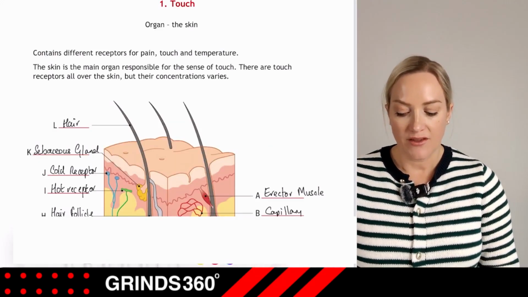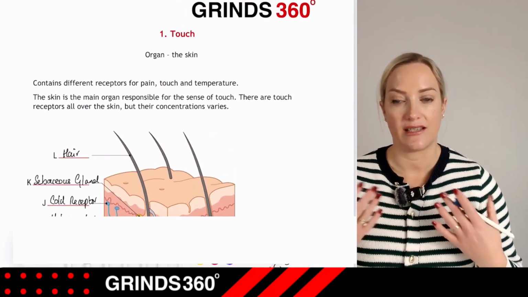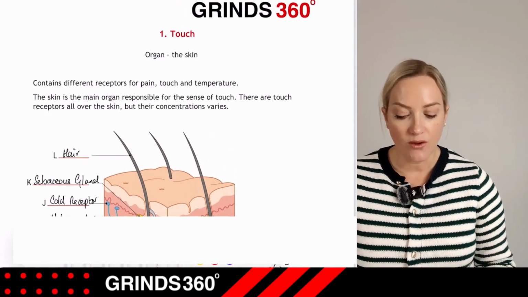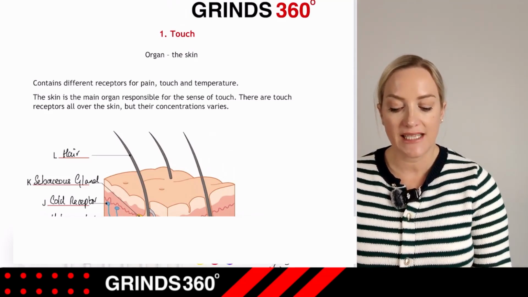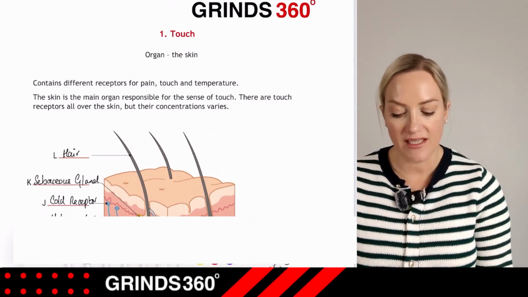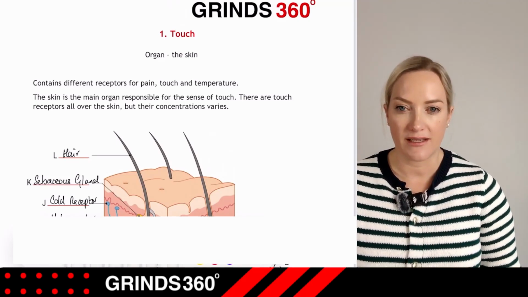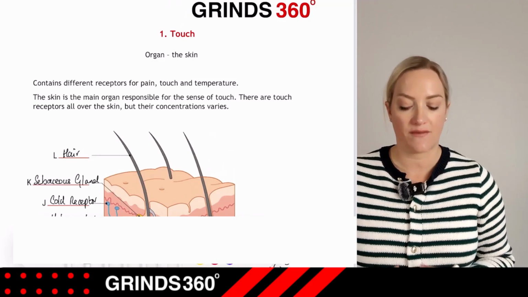So the first one we're going to look at is skin, and the sense is touch. The organ there is our skin. It contains different receptors for pain, for touch, and for temperature. So the skin is the main organ responsible for touch. There are touch receptors all over the skin, but the concentration of them varies.